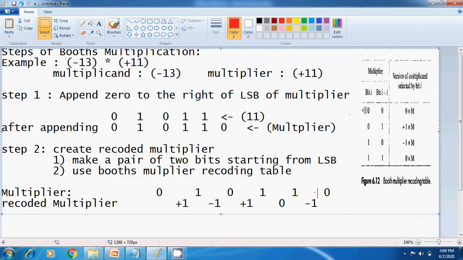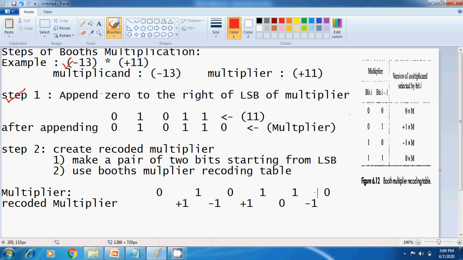In the very first example, I have taken multiplicand as minus 13 and multiplier as 11. There are three simple steps of Booth multiplication. Let us discuss one by one.